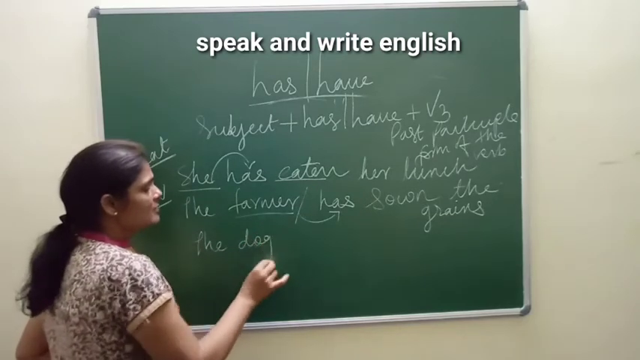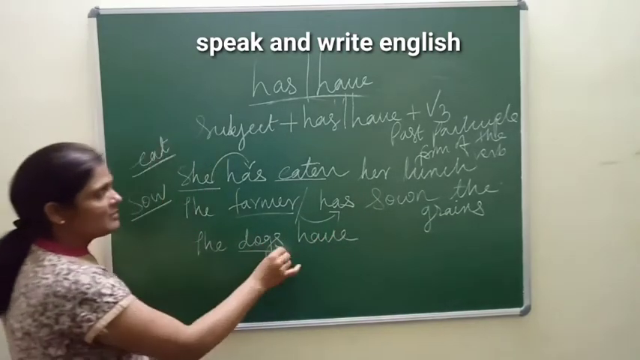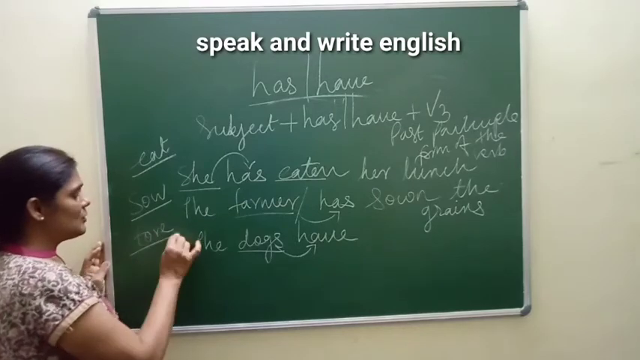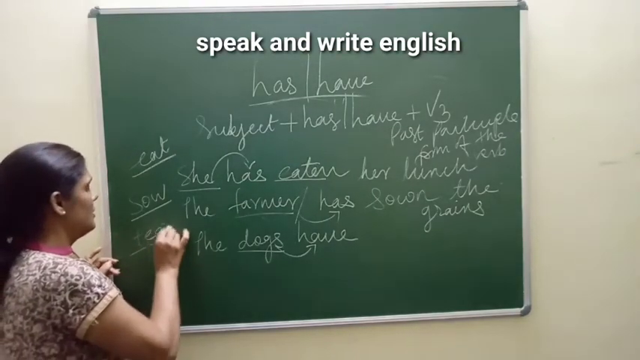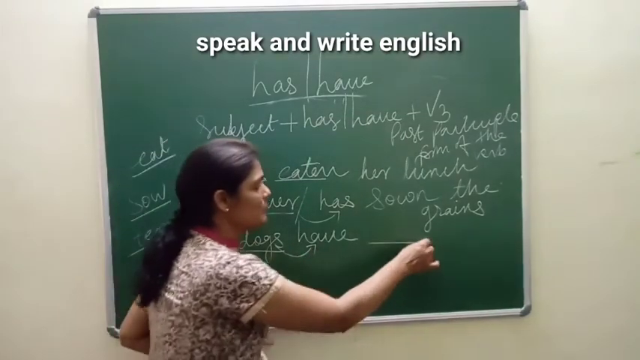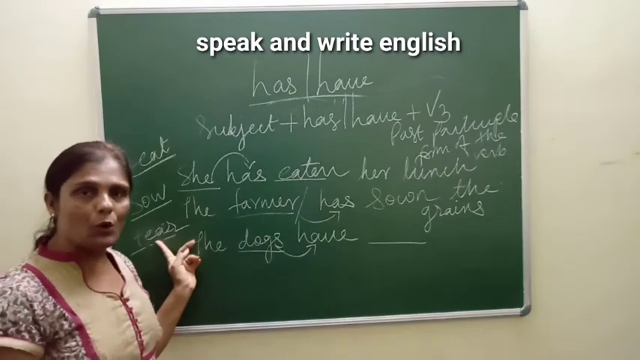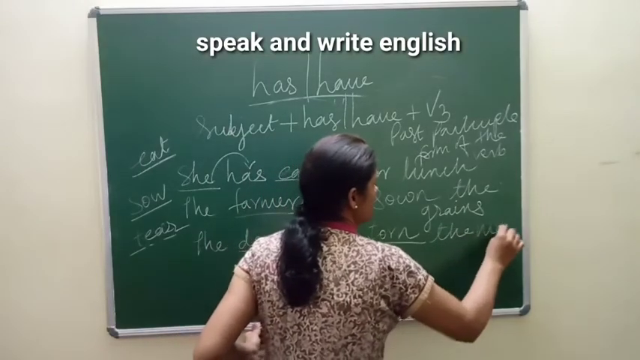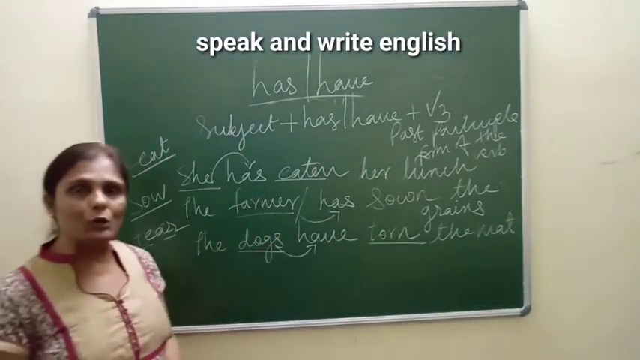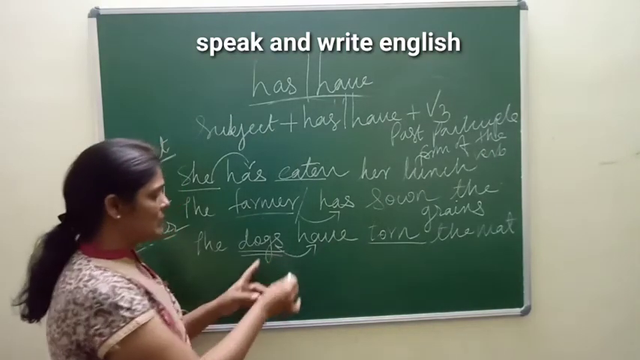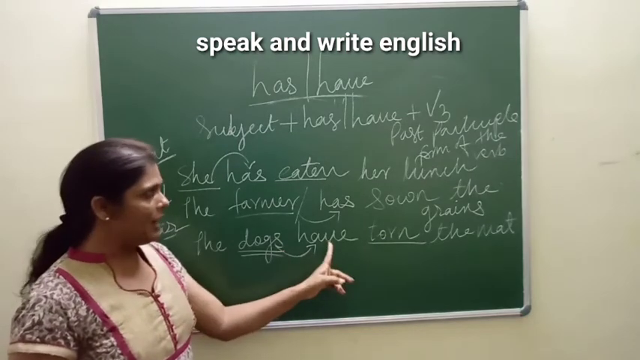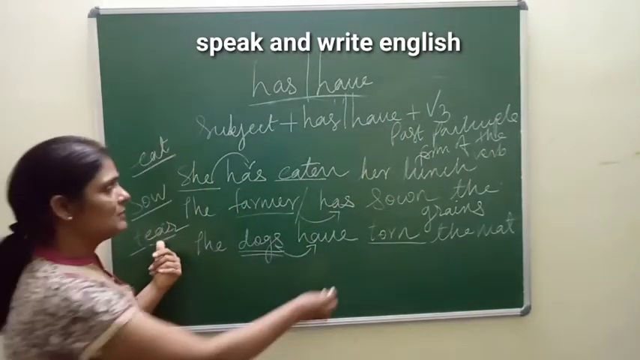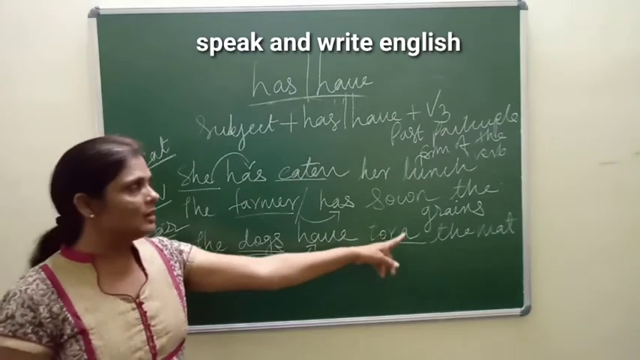The dogs have, because the subject is there in the plural, I have made use of have. I have to make use of the verb tear over here. So what should be the third form of tear? Tear, tore, torn. The dogs have torn the mat. Because the noun dogs is there in the plural, I have made use of have followed with a verb in the past participle form. Past participle form of tear is torn.